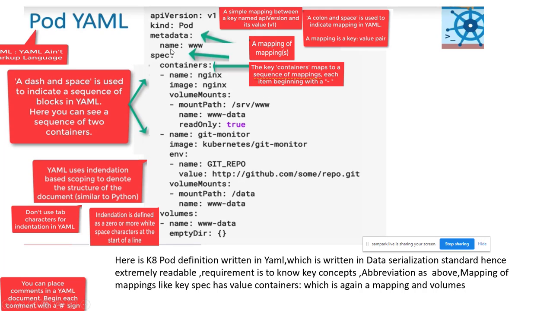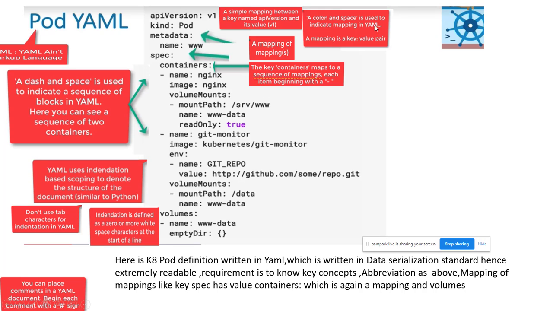So that is called a mapping of mappings here. You can have a nested architecture. We don't have to build like this, but I'm just saying this is the way that data serialization happens.